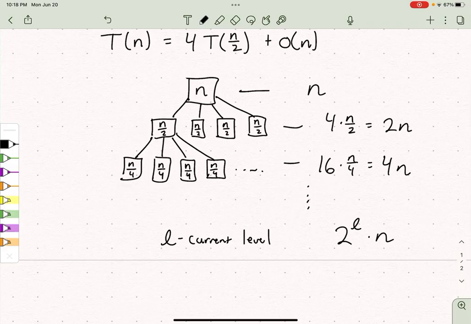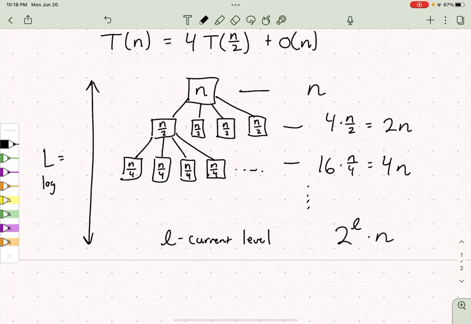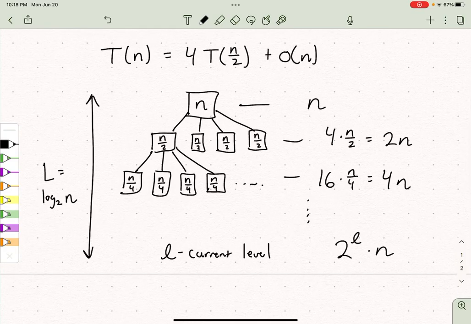Okay. Now the total height of this tree, capital L, is going to be log base 2 of n. That's because we need to divide n by 2 each time. And the base case of our process will happen, say, when we have 1 digit or 2 digits, some constant. So overall, the height will be roughly log base 2 of n.